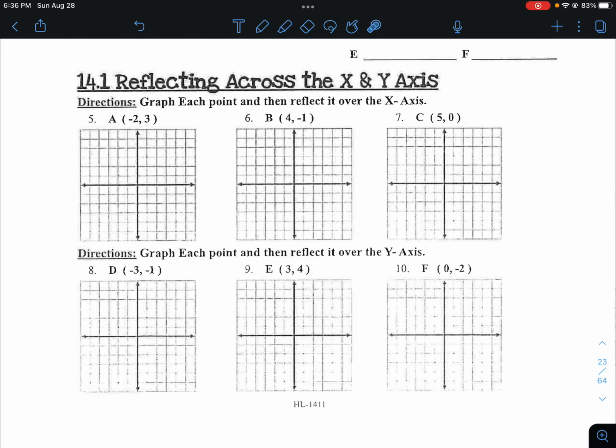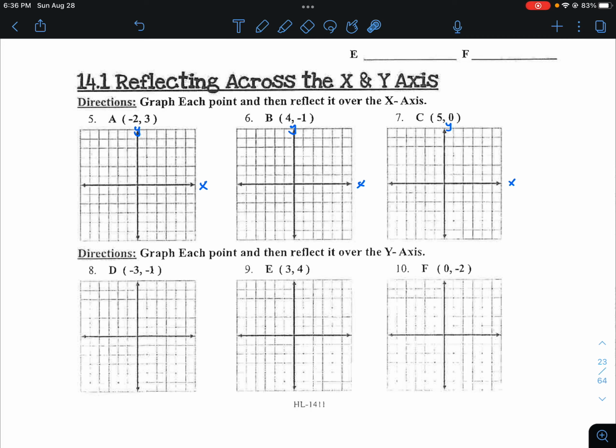In this, the directions say graph each point and then reflect it over the x-axis for numbers 5, 6, and 7. So the x-axis, if you remember, is this axis right here. It goes horizontally, so left and right, and the y-axis goes up and down. So they want us to graph each point and then reflect it over the x-axis. So I'm going to start off by graphing the points.